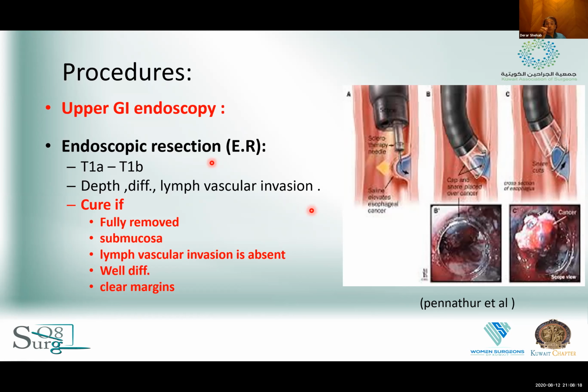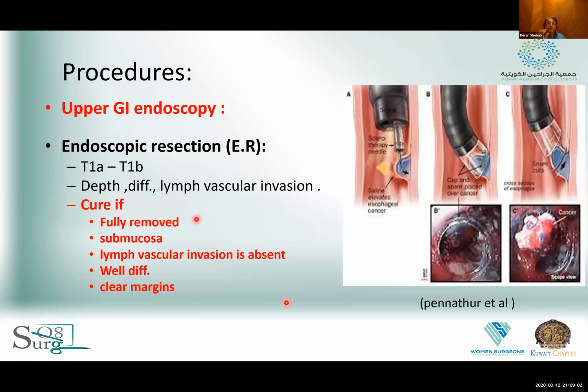In fact, this kind of resection, the endoscopic resection, may be a tool for cure. That means that those patients with T1A and T1B, you might cure them if you did this alone without doing an extensive esophagectomy. They may be cured if the lesion is fully removed and the submucosa is not involved, or the submucosa is also removed. There is absence of lymphovascular invasion. If the histology is well differentiated with a clear margin, then those patients are cured just by the endoscopic resection.